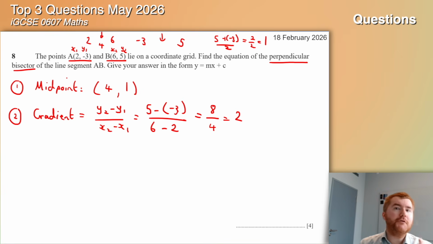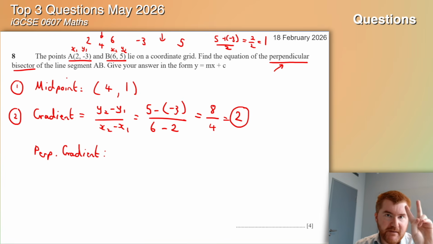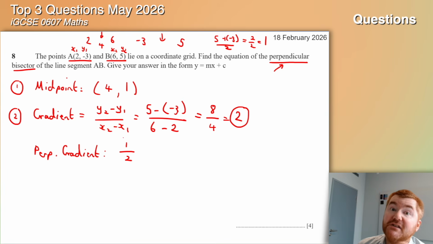But we're not looking for the normal gradient, we're looking for the perpendicular gradient. So this is where students can often forget to do that step. How do we find the perpendicular gradient when the normal gradient is 2? 2 simple steps. We just flip it around to write it as a fraction, 1 over 2, and then we change the sign. So we had a plus and now we have a negative. Again, easy way to remember. Again, don't need to learn any complicated formula.